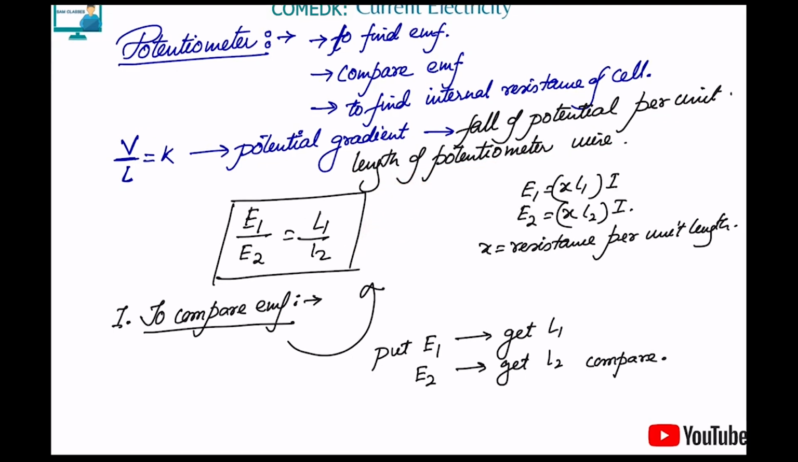So we can use this formula, I'm not going into much detail. E1 by E2: when we connected one battery, the fall was this much length, and when we connected the other battery, the fall was this much length. So E1 by E2 is equal to L1 by L2. Done. To compare the EMF, first you put the E1 battery and get the length L1, then you put the E2 battery and get the length L2. Now you can compare which one is more and which one is less.